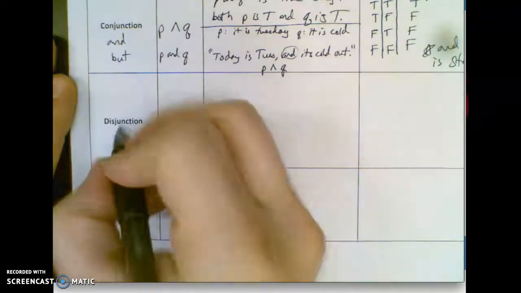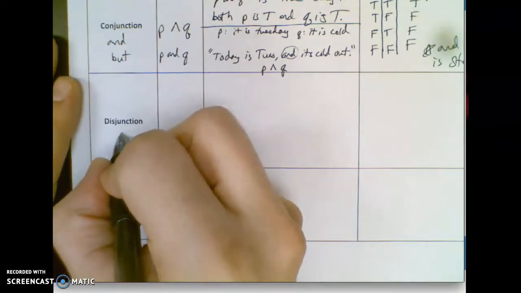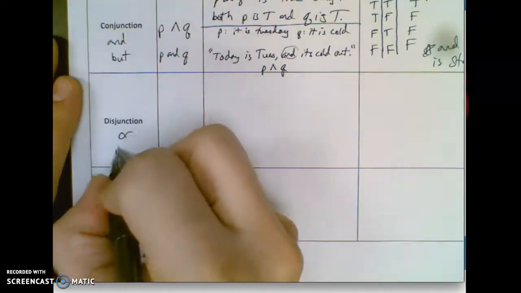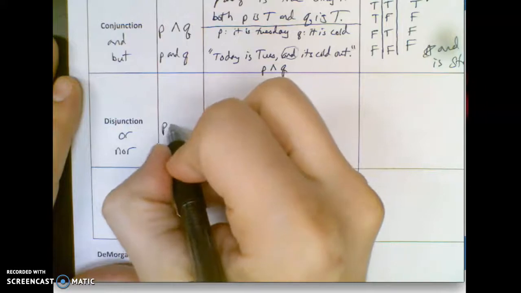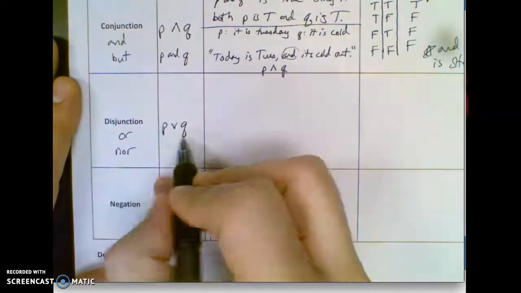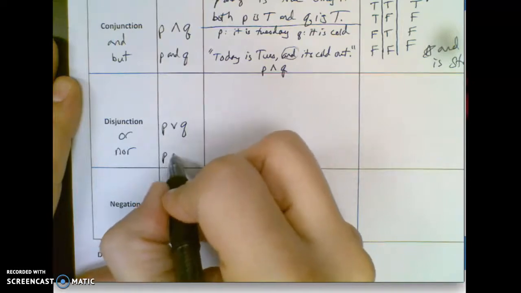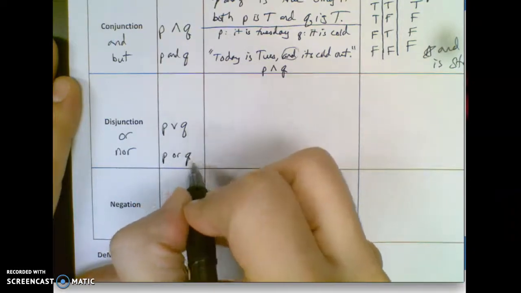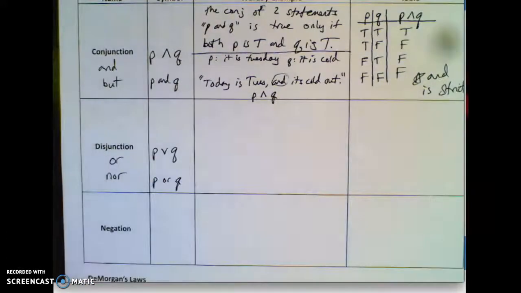Okay, similarly, a disjunction is using the word or. I guess you could use the word nor too. And the symbol for that is this. Sometimes you'll see it written as a symbol. It's a V looking shape. Sometimes you'll actually have the word or in there. Okay? And these are called disjunctions because you're splitting things up.